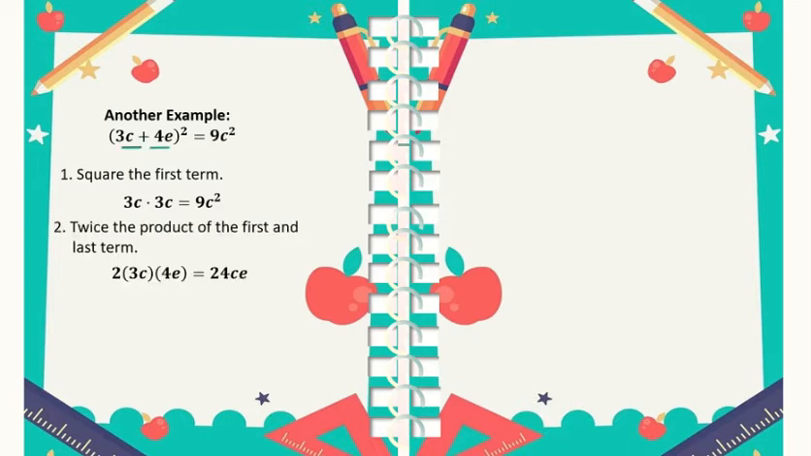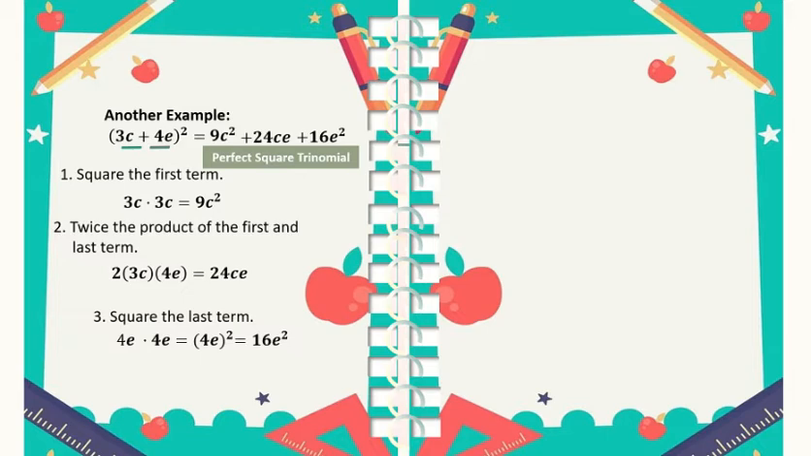Step 2. Twice the product of the first and last term. First term is 3c, last term is 4e. Then multiply by 2 is equal to positive 24ce. Step 3. Square the last term. The last term is 4e multiplied by 4e is equal to 4e squared is equal to positive 16e squared. Next, the answer for 3c plus 4e squared is equal to 9c squared plus 24ce plus 16e squared.